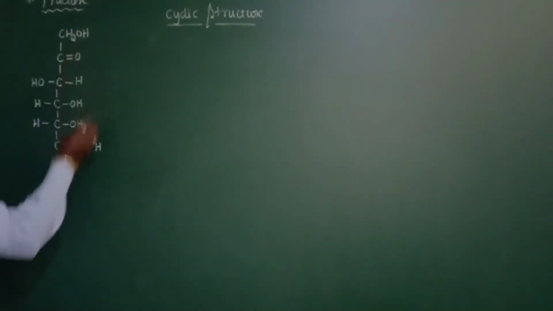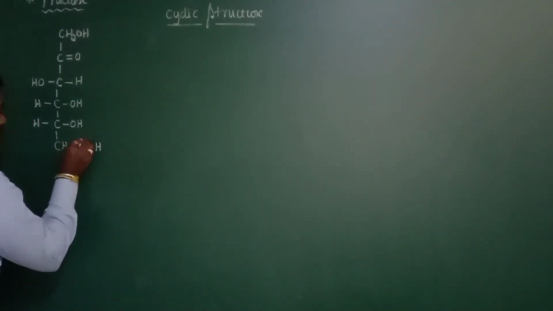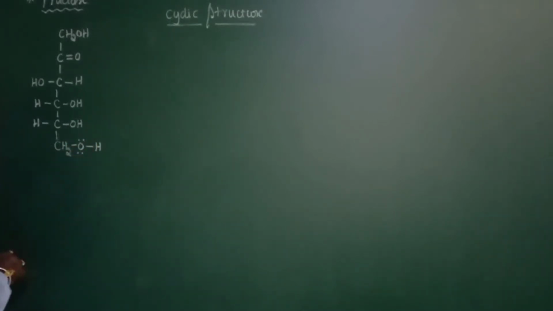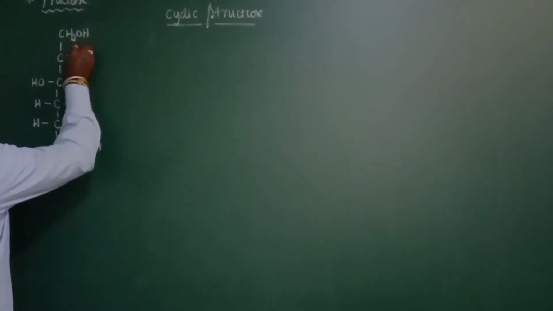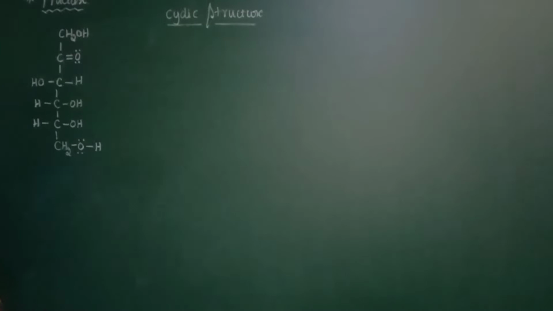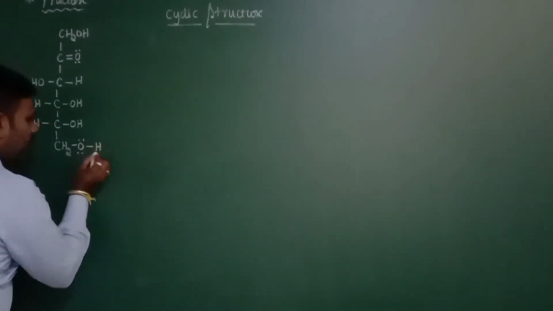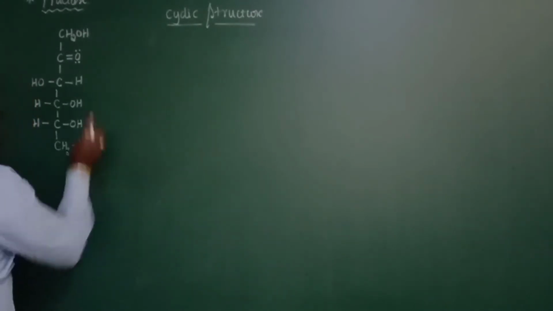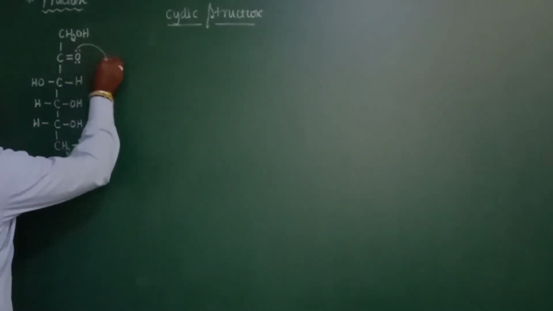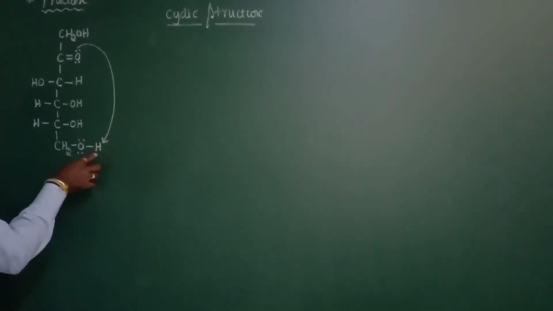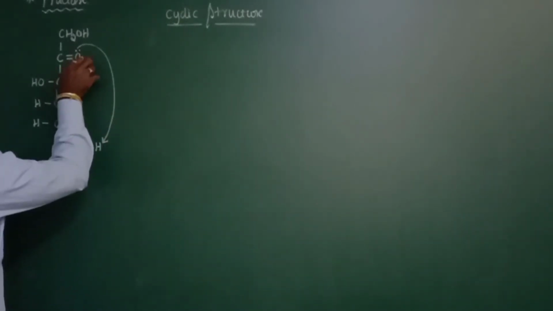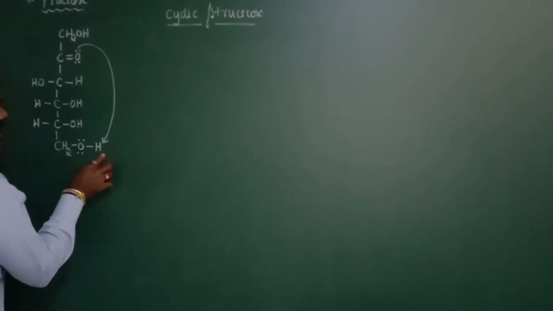Here we know that at the 6th position we have a primary alcoholic group on which we have lone pairs of electrons, and here also we have a ketonic group on which the oxygen also has lone pairs of electrons. This primary alcoholic hydrogen is very active, and one of the lone pairs of the carbonyl group will interact with this hydrogen so that a bond develops between oxygen and hydrogen.